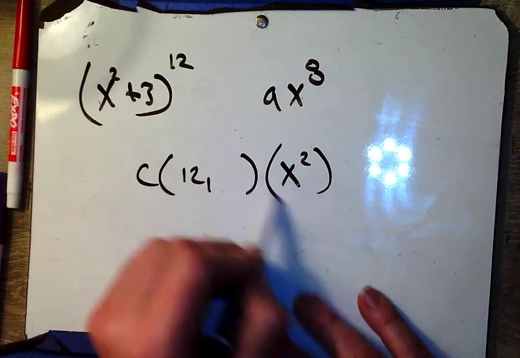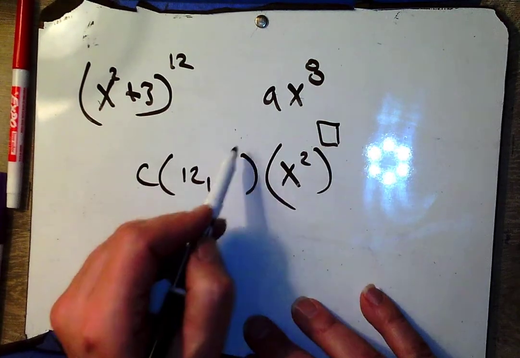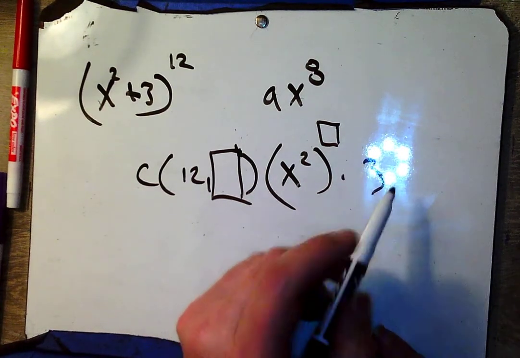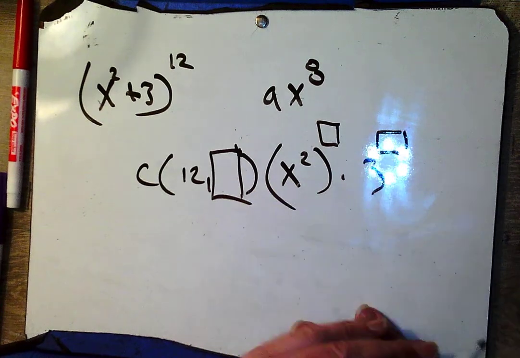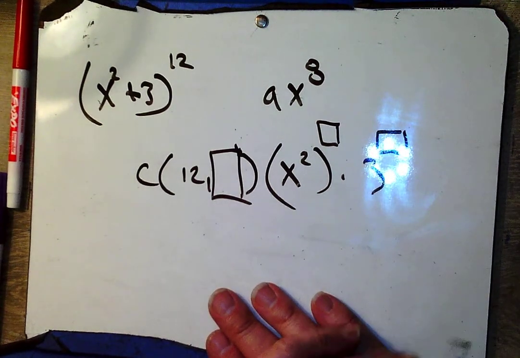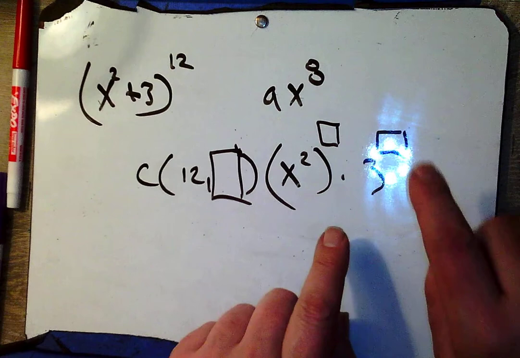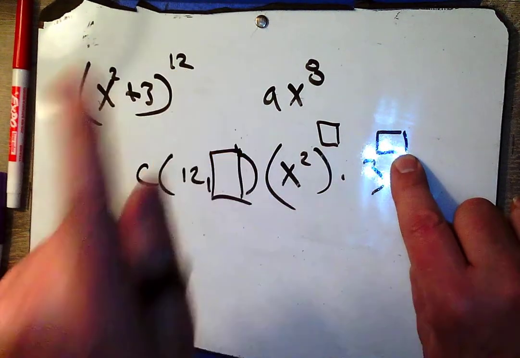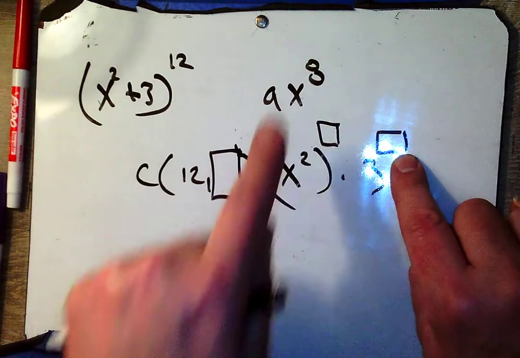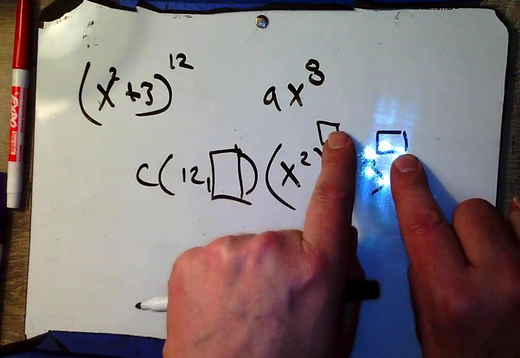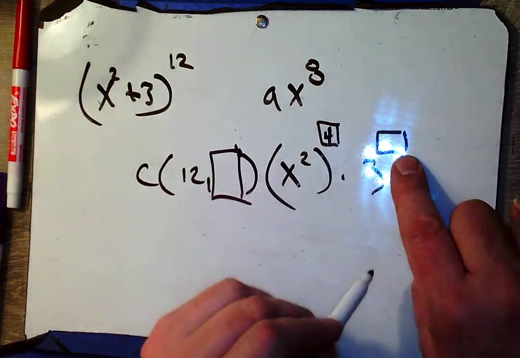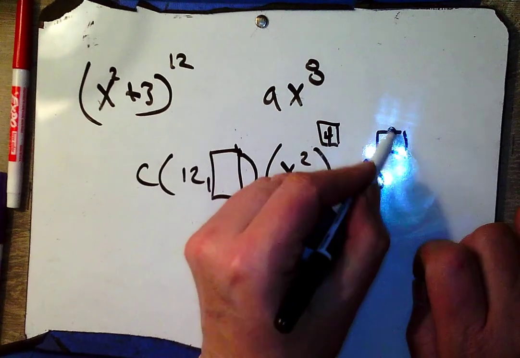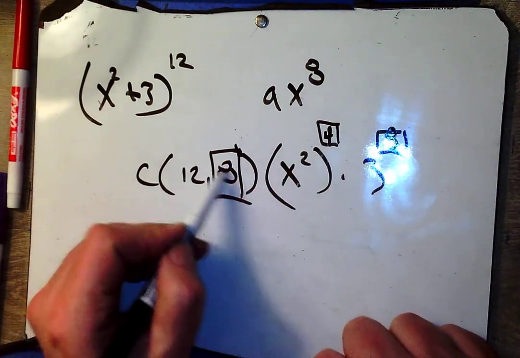X squared to the, not sure, times 3 to the, oh, interesting. Okay, so I know that this plus this equals that. And I know that this is this times that. Okay, so that's a 4. And if that's a 4, and these have to add up to 12, this is an 8. So this is an 8.